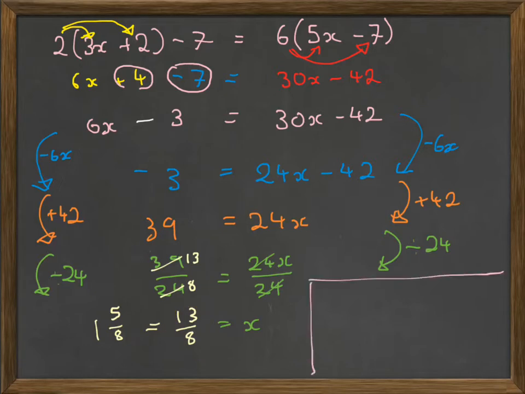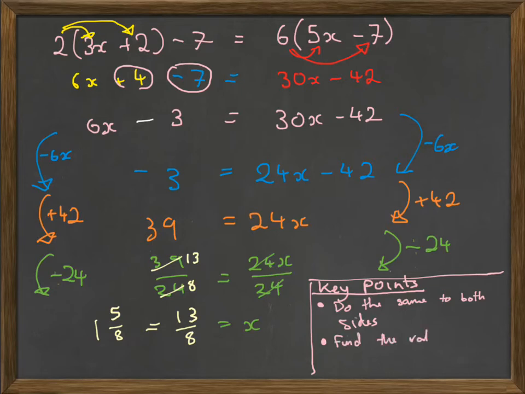Okay, so the key points to remember are: firstly, do the same to both sides. So if you add something to one side, you have to add it to the other. If you divide one side by something, you have to divide the other side by the same thing. Okay, so to solve a linear equation means we find the value of x, or another letter if that's the case, but normally it's x. And finally, check your answer if you're not sure.